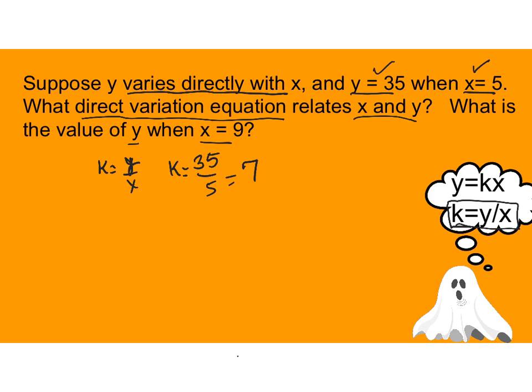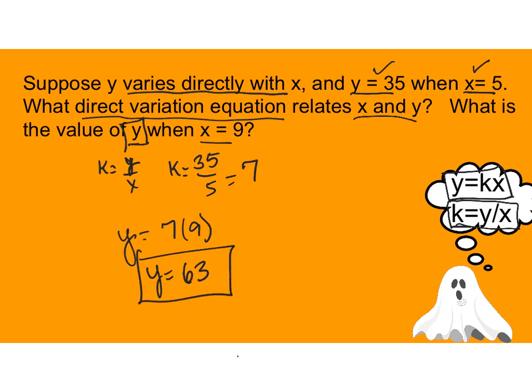Now, it is asking what is the direct variation equation when it relates to x and y. So now I'm going to go to this equation. So it is asking for my y. So I'm going to have y will be my unknown. My k we know is 7, and my x is 9. So now all I need to do is multiply 7 times 9, and I will find out what my y will be when x equals 9.